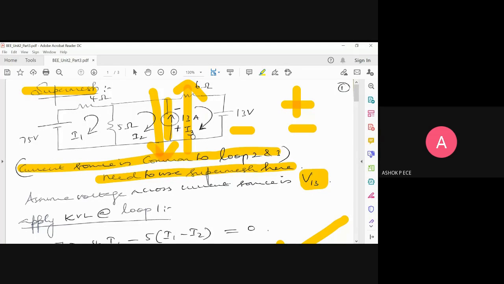I3 is going out, I2 is coming in. So effectively the current is I3 minus I2. Why I3 minus I2? Because the direction is upwards. If the direction of the current source is downwards, I will be using I2 minus I3. Is that clear? Yes, sir.